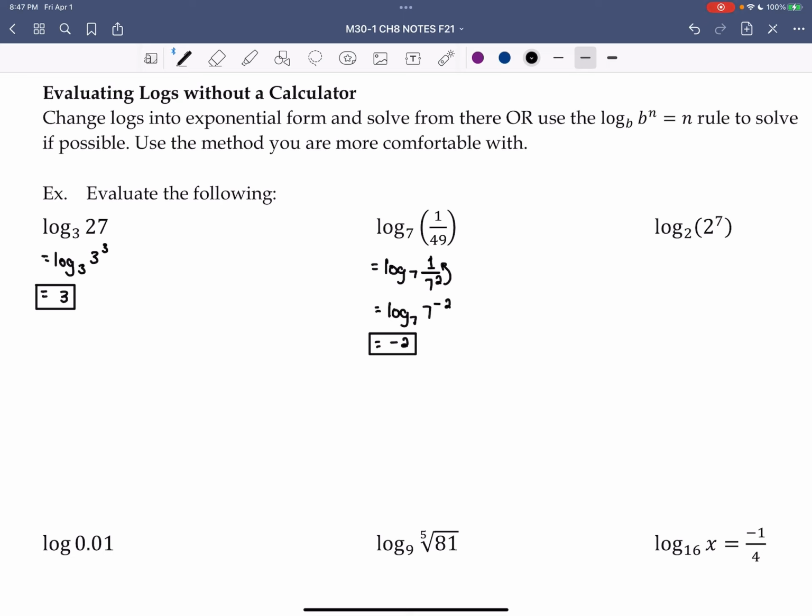Then log base 2 of 2 to the power of 7, that's already in log base b of b to the power of n form, so it's going to equal the exponent on the argument, which is 7.